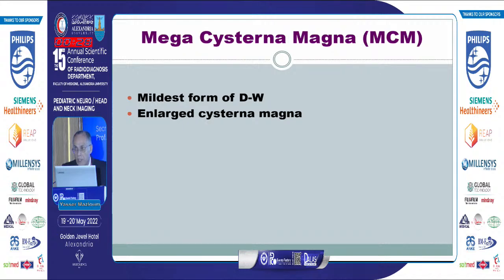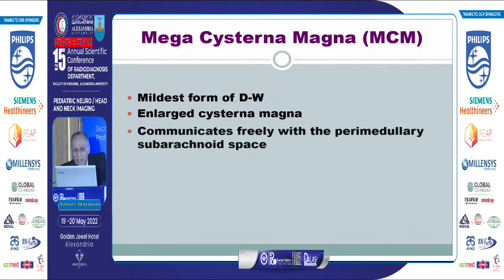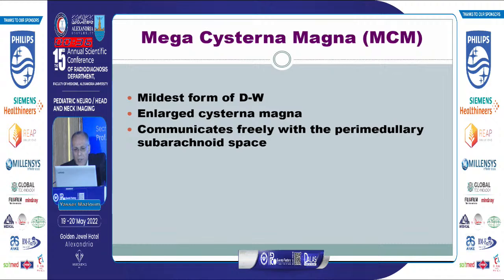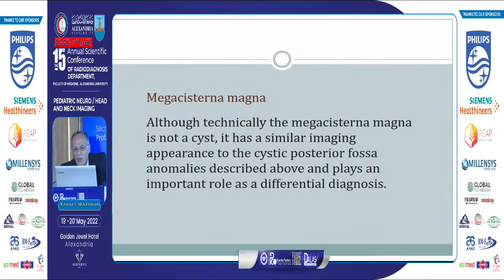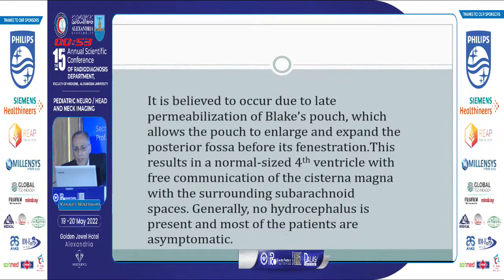Some people consider it one of the variations of Dandy-Walker. Enlarged cisterna magna, communicating freely with the pre-medullary subarachnoid space. Normal fourth ventricle, and vermian and cerebellar hemispheres are also normal. Although technically the cisterna magna is not a cyst, it has similar imaging appearance to the cystic posterior fossa anomalies described above and plays an important role in differential diagnosis.